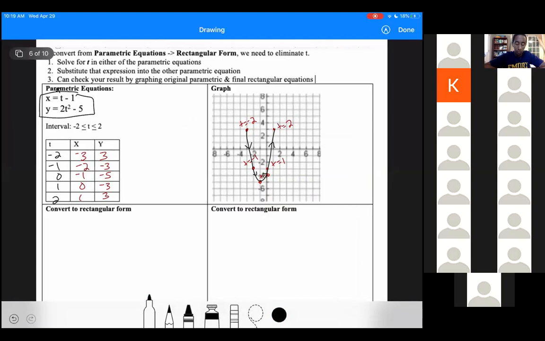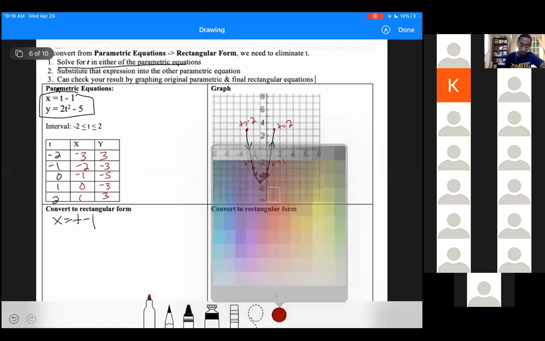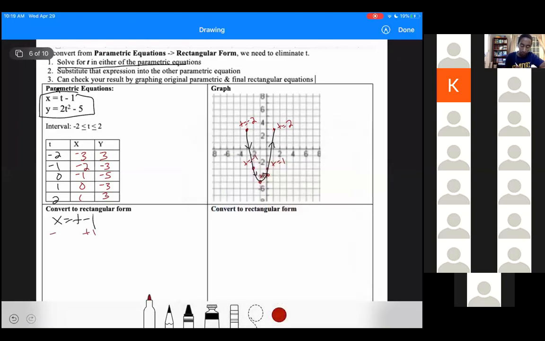So in order to do that, what we would do is our steps would be first you solve for t in either of the parametric equations. Now for this case, it's better if we solve for t for the x equation because it's written more simply. So we're gonna do that over here. X equals t minus 1. So we're gonna solve for t. We add 1, and we get t equals x plus 1.